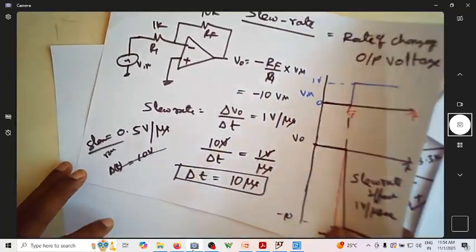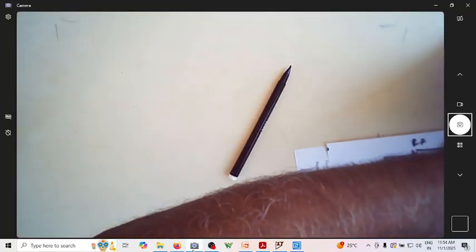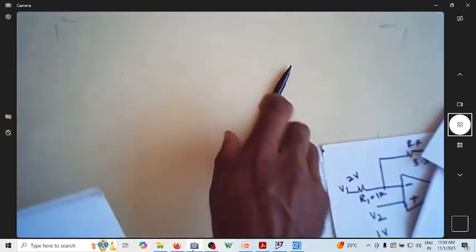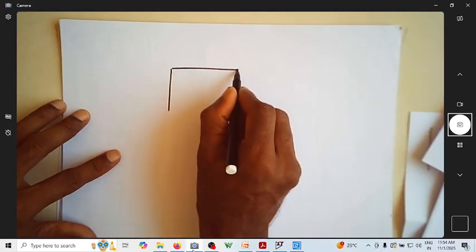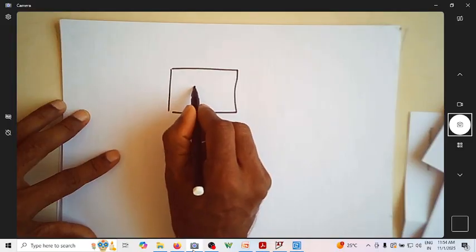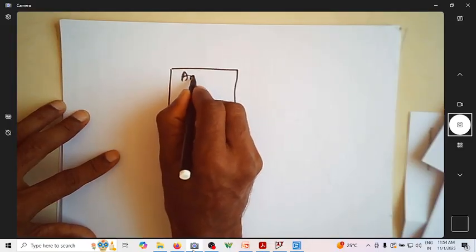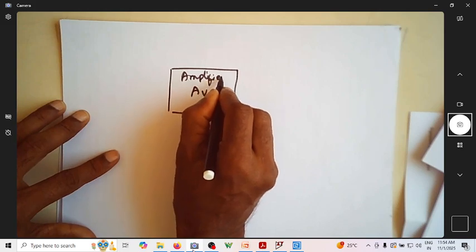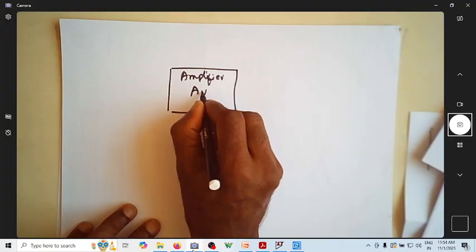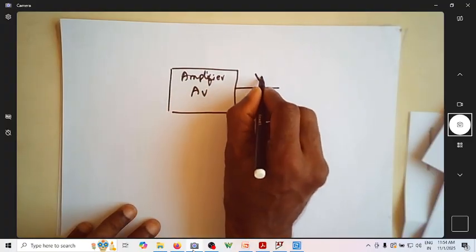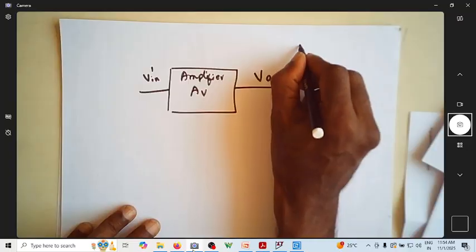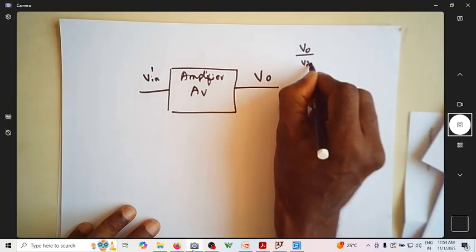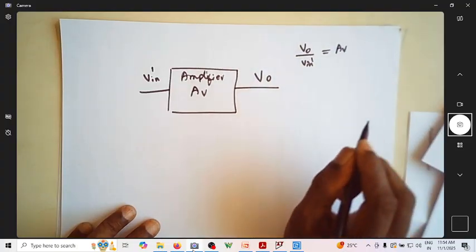Then we have something called feedback parameters. In order to understand feedback parameters, let us consider an amplifier with gain AV. So this is the amplifier. When I say amplifier, it is typically a voltage amplifier. This AV is the voltage gain. This is V0. Let us call the input V in dash. So naturally V0 by V in dash is equal to A.